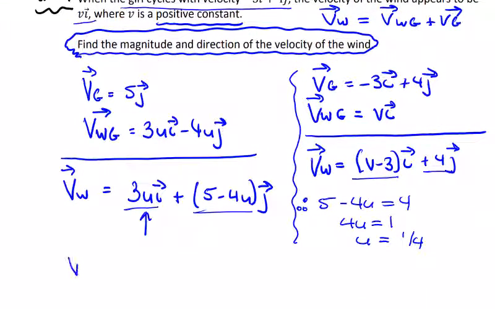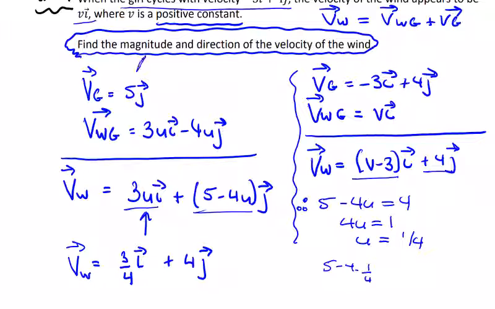So we can get the velocity of the wind now. The velocity of wind, 3u times i. So 3 quarters i. So 3 over 4 times i, and then is it a plus? We have 5 minus 4u, 5 minus 4 by a quarter, so it's 5 minus 1, which is 4, so it's plus 4 in the j direction, velocity of the wind.